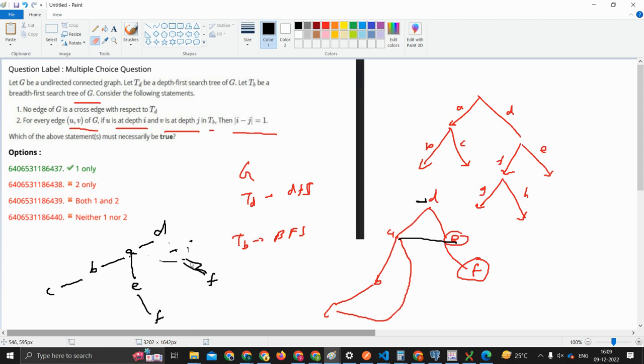Pooja, did you understand something? There is something called forward edge and backward edge also in case of BFS and DFS. I'm not sure, I'm not recalling those things.